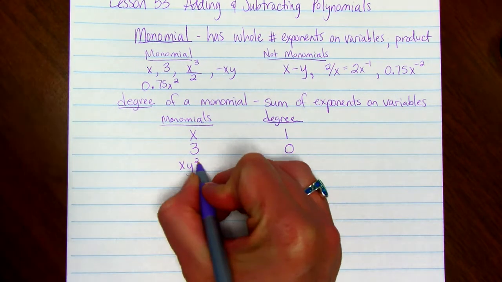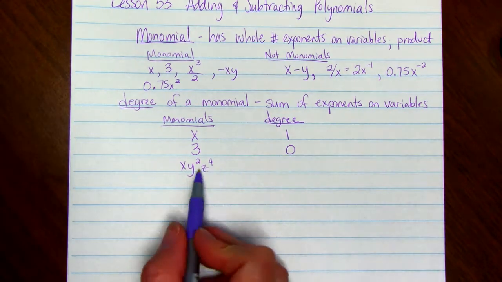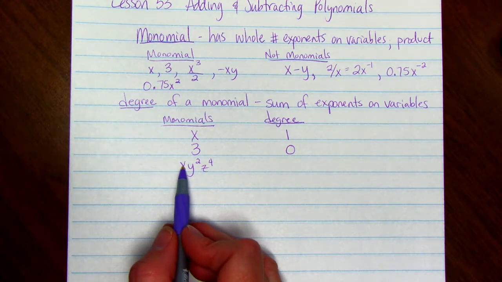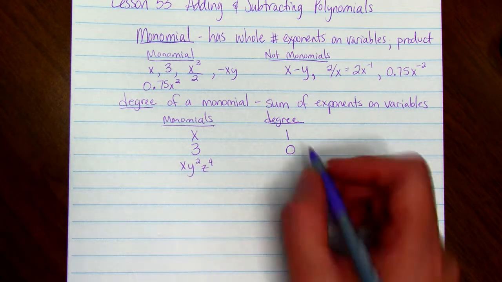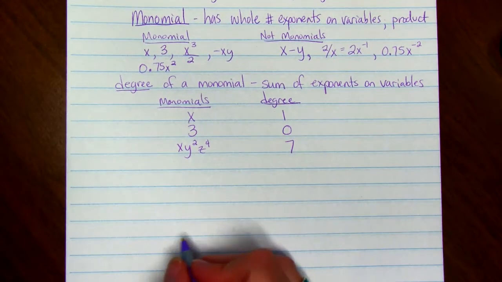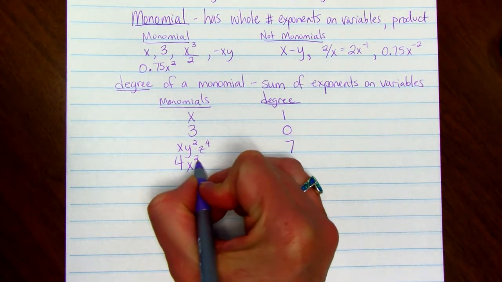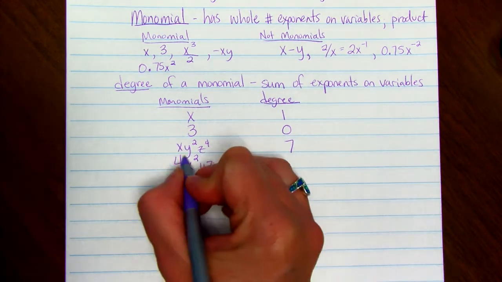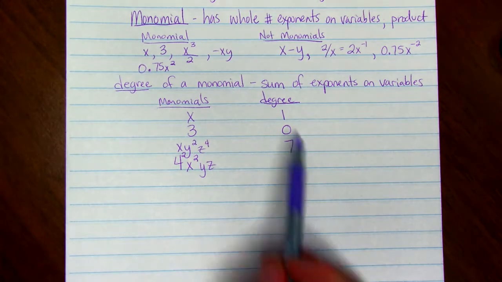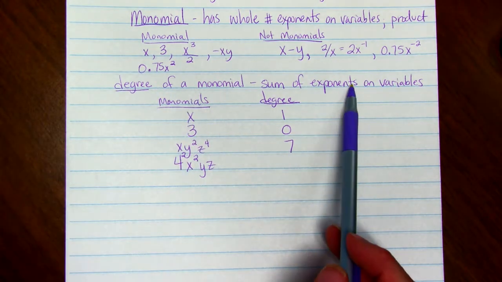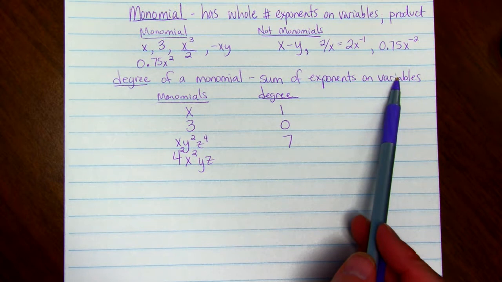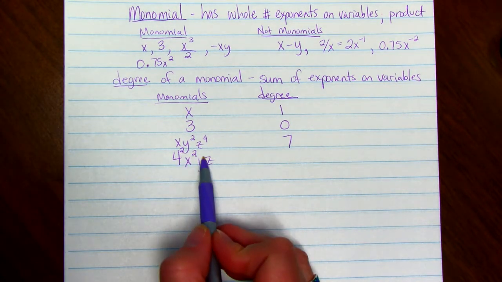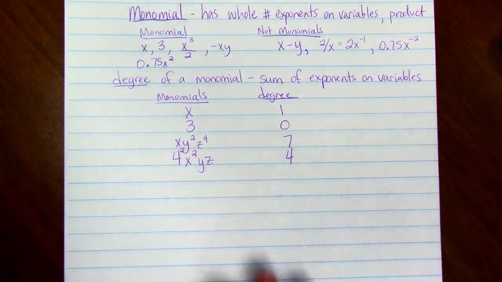Next, x, y squared, z to the 4th. Even though you can't see the exponent on x, there is still a 1 there. So you add 1 plus 2 plus 4, which is 7. So that has degree 7. Now 4, x squared, y, z. Oops, I was going to square the 4. The degree is just the exponents on the variables that you add up, so we don't count the squared on the 4. We just count this squared and the 1 and the 1. So that has degree 4.